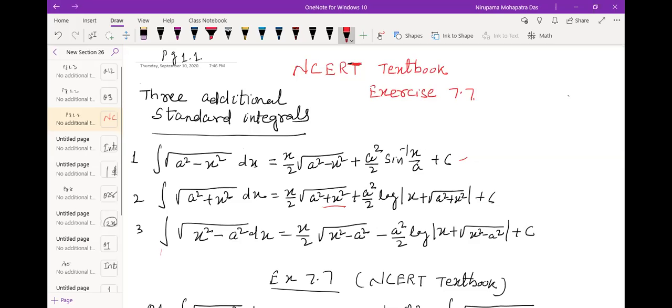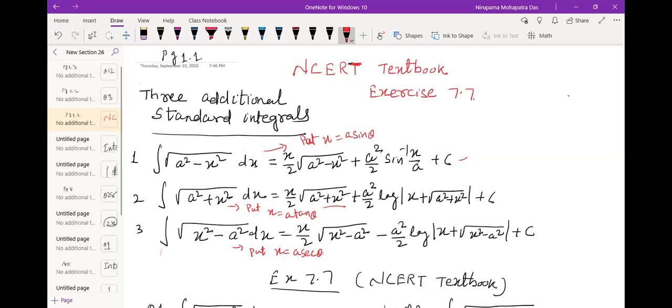Like in the first case, if you put x equal to a sine theta. In the second case, you can put x equal to a tan theta. As you know, a square plus a square tan square theta will be a square sec square theta, square root, then a sec theta, and dx will be changed. Now for the third one, if you want to derive it, put x equal to a sec theta.